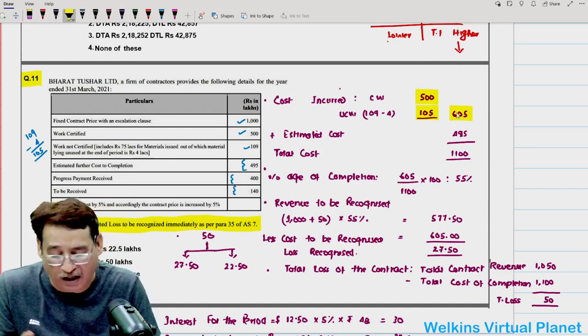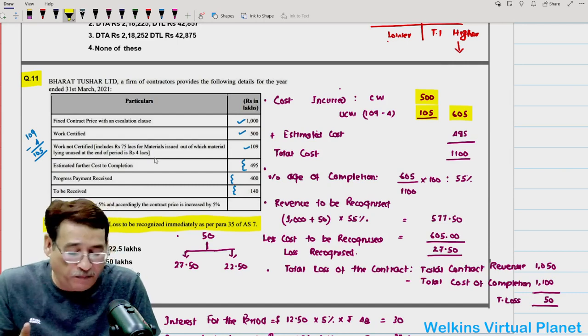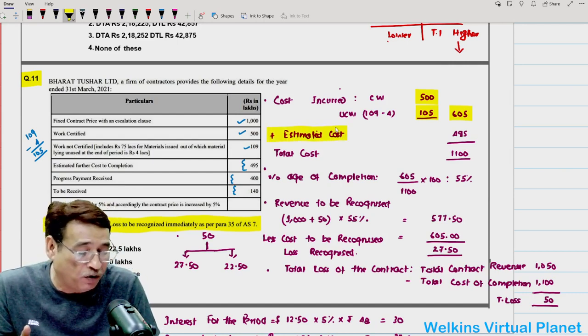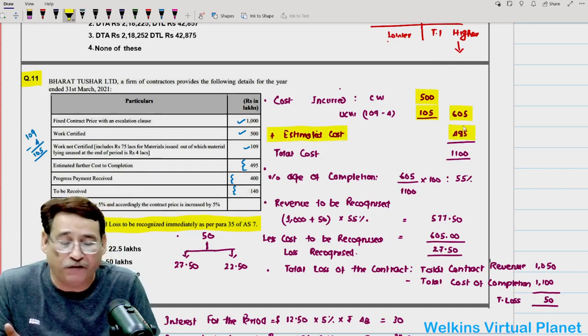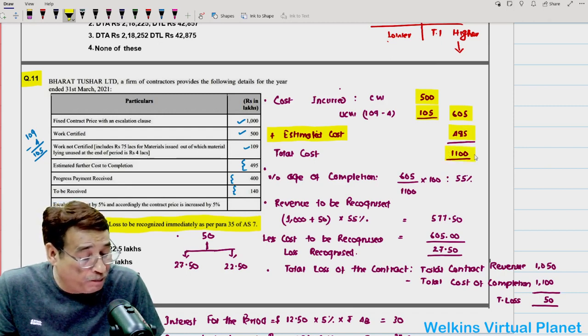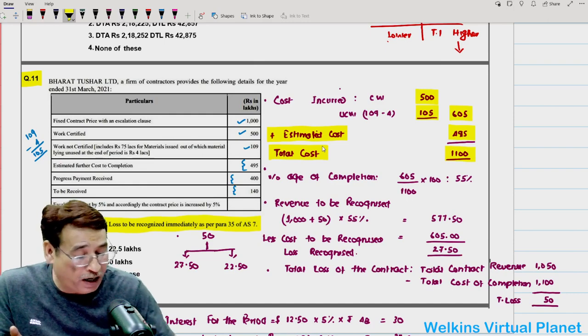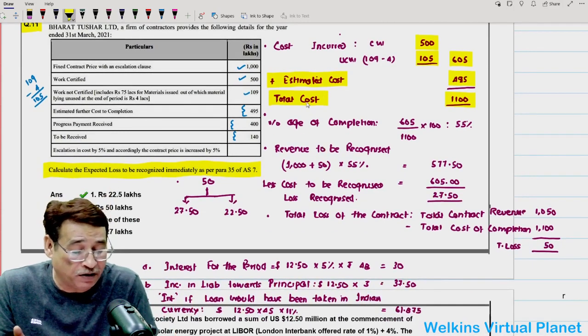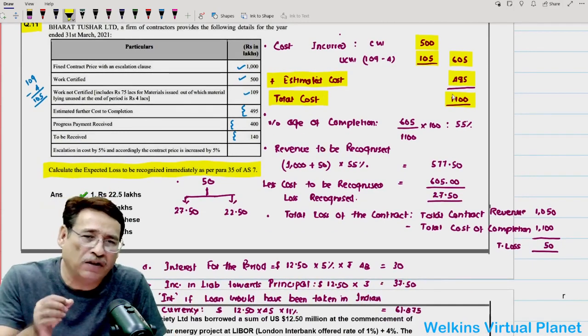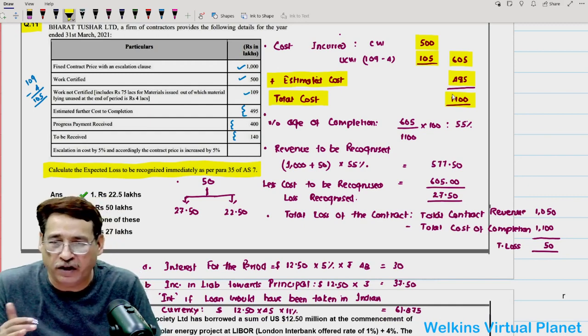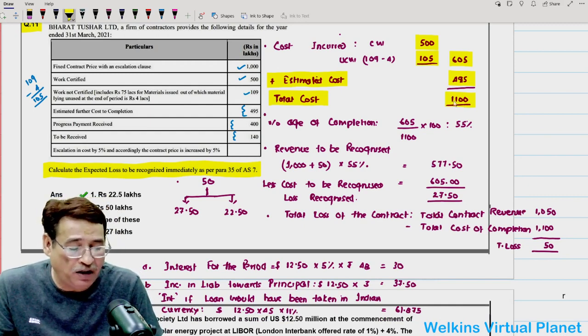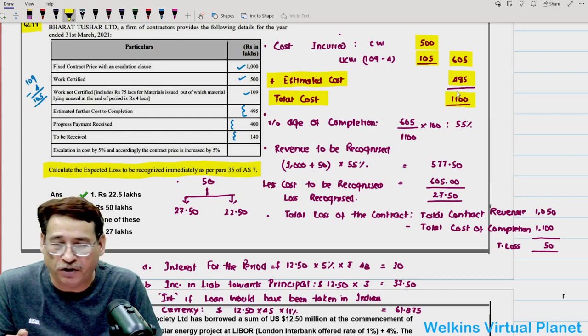That is 605. Now, what is your estimated cost? The further estimated cost to complete the contract is 495. So finally, by the time the contract is completed, the total cost incurred would be 1,100. So that is your total cost. The first thing we compute while solving case studies under AS7 generally is the total cost of the contract.